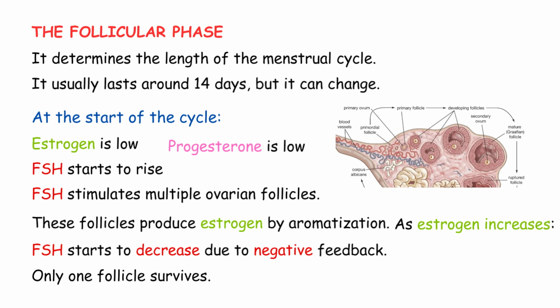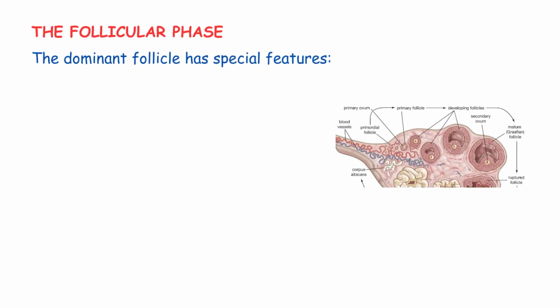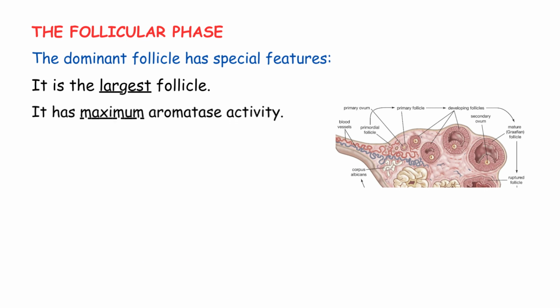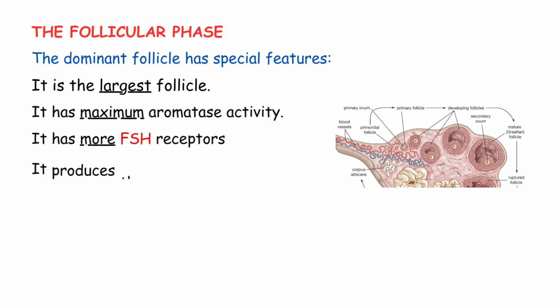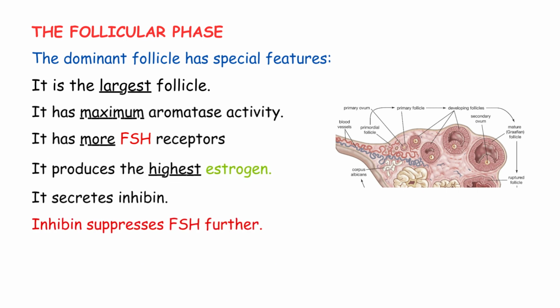Only one follicle survives. This follicle becomes the dominant follicle. The dominant follicle has special features. It is the largest follicle. It has maximum aromatase activity. It has more FSH receptors. It produces the highest estrogen. It secretes inhibin. Inhibin suppresses FSH further.